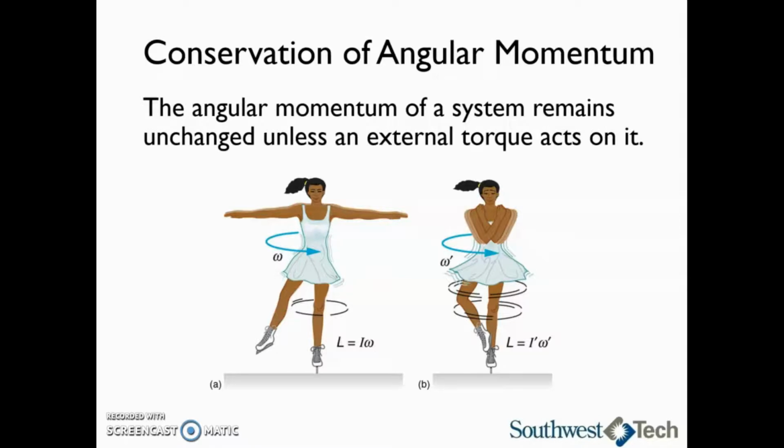In the first image, the girl has her arms spread out so the mass is centered further from the axis of rotation. In order for angular momentum to be conserved when she brings her arms in closer to her body, her angular velocity must increase since her rotational inertia is decreasing. So this is why when figure skaters have their arms out, they don't spin as fast, but when they bring their arms in closer to the center of their body and their axis of rotation, they spin much faster.